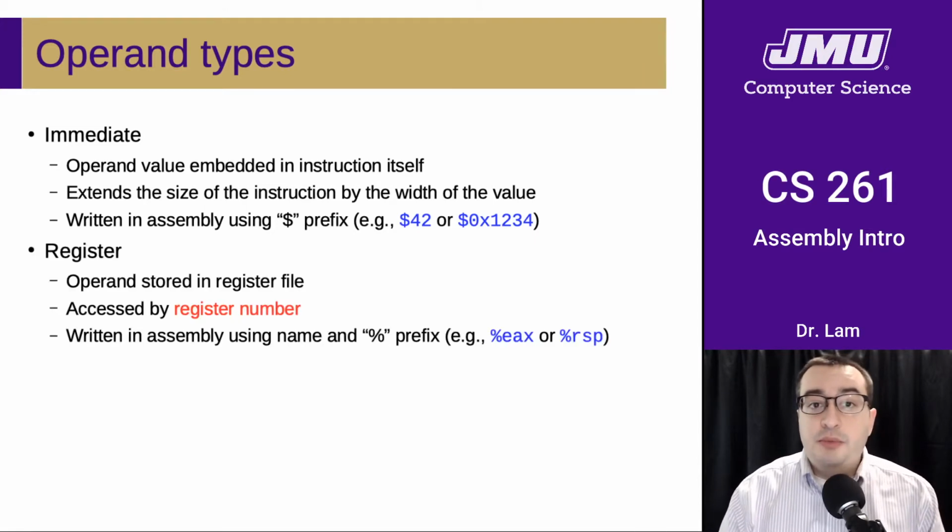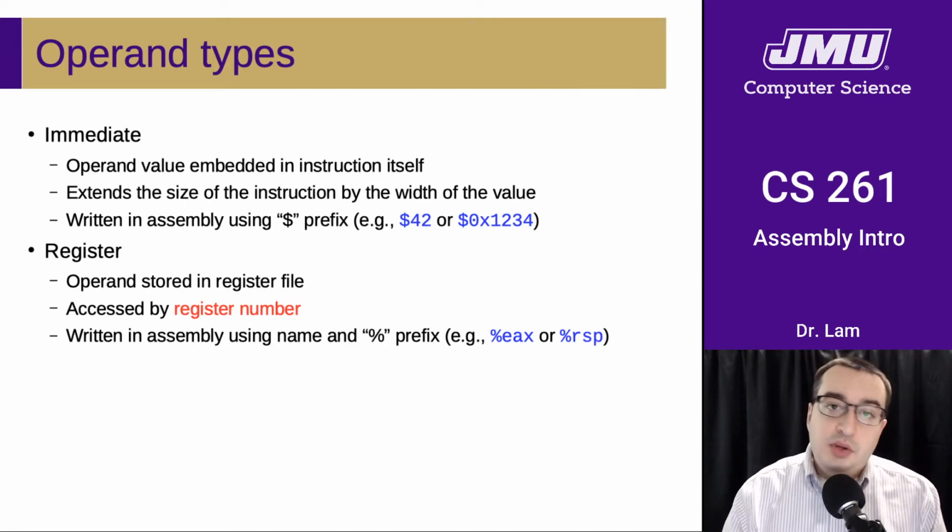The second type of operands are registers. A register operand is stored in the register file. There are a bunch of different registers, and we access each of those registers via a register number. But in assembly, we don't use the numbers directly. We have names for all of the registers, and we'll see some names here. So EAX and RSP are names of registers, and we'll see more names of registers in a second.